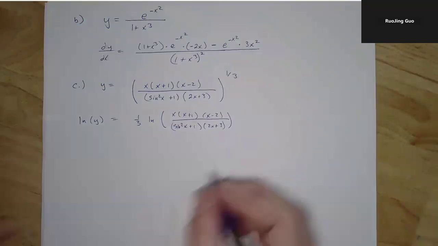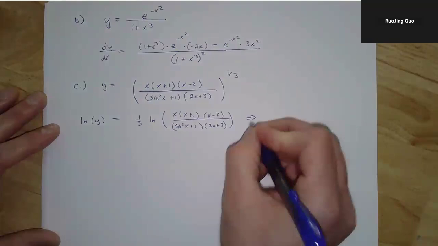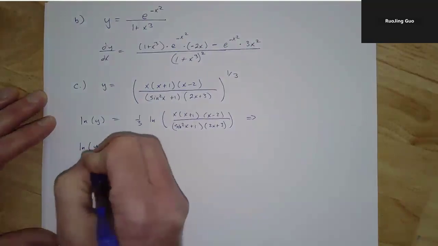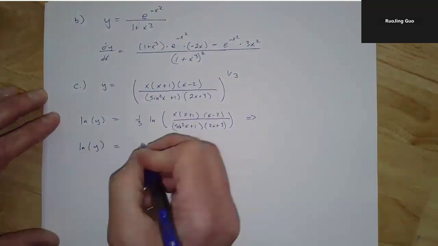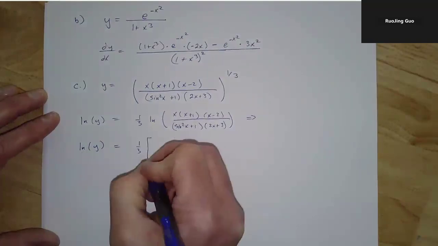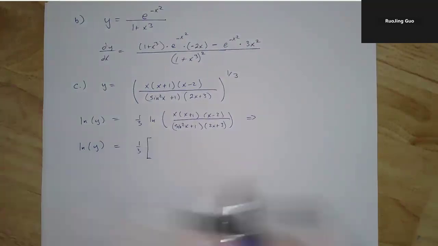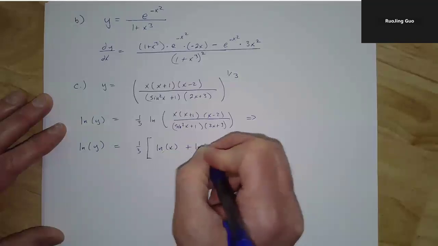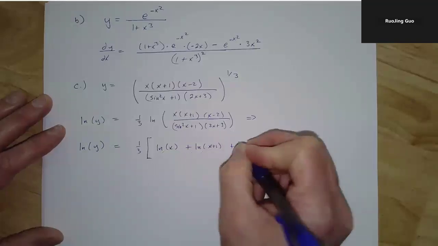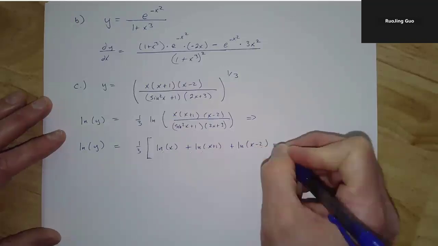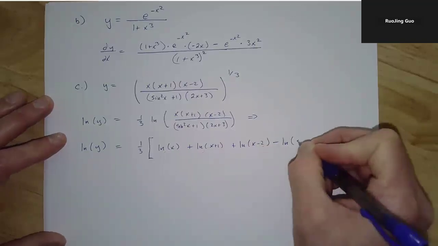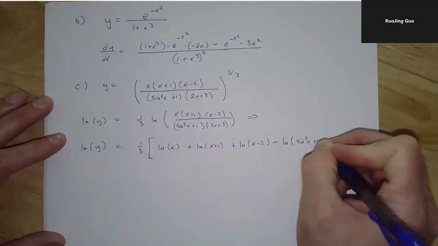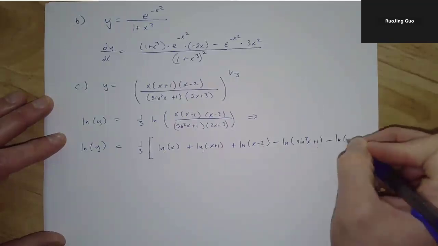So this is going to break up as, let's rewrite it. You should write the whole equation. Natural log of y equals 1/3 times, and the 1/3 is going to multiply by everything. We're going to have the natural log of x plus the natural log of x plus 1 plus the natural log of x minus 2 minus the natural log of sine squared x plus 1 minus the natural log of 2x plus 3.